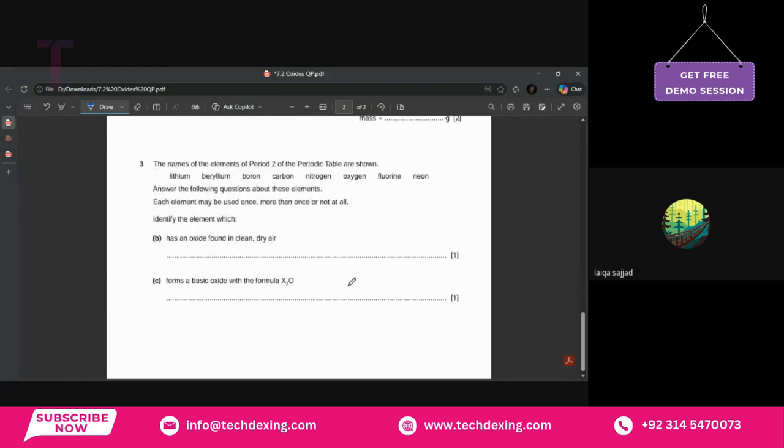Moving forward, you are given the names of the elements of period 2 of the periodic table. You have to answer the following questions about these elements. Each element may be used once, more than once, or not at all. Identify the element which has an oxide found in clean, dry air.